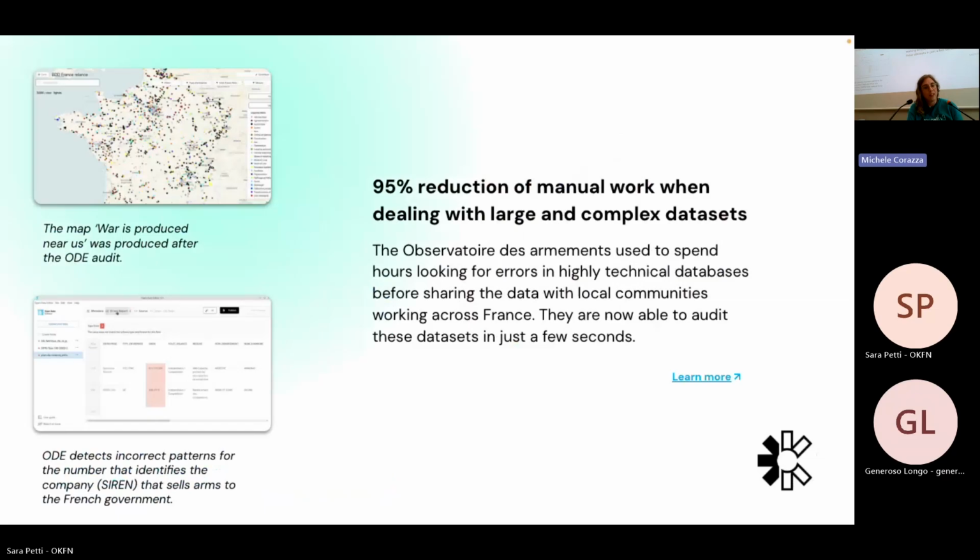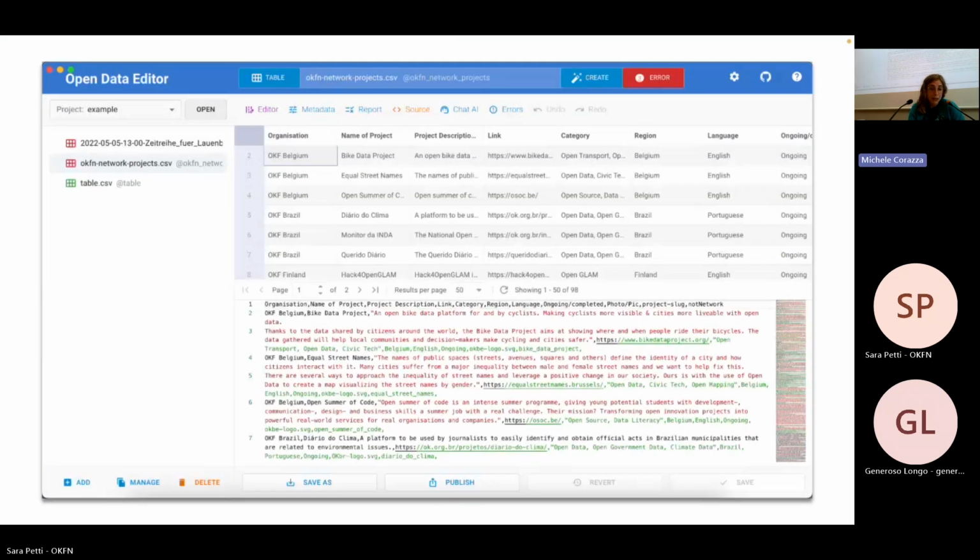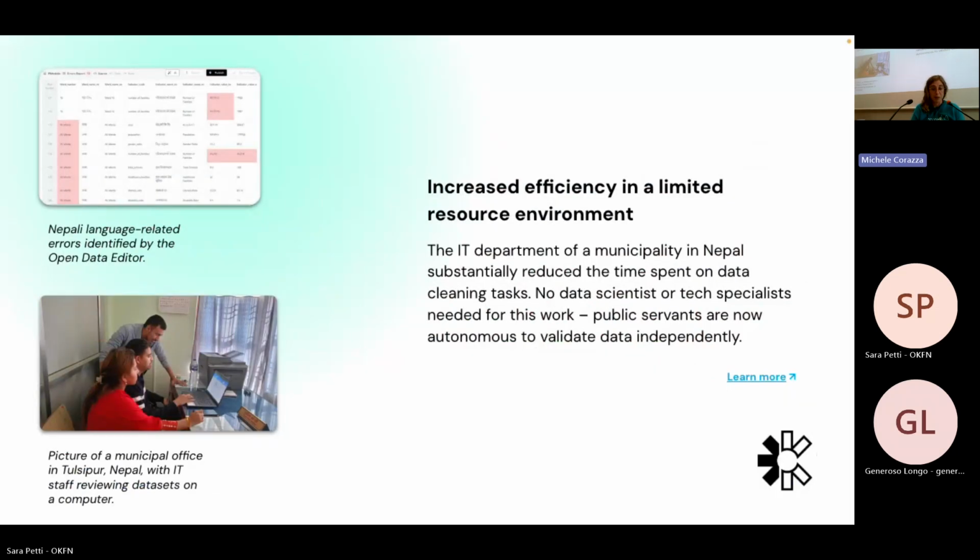So those organizations, of course, reported a big improvement in the work they were doing through ODE. For example, the Observatoire des Armements noticed that whenever they were dealing with large and complex data sets, there was a 95% reduction of manual work. Also, Open Knowledge Nepal reported that the public administrations they were training actually increased efficiency when producing and publishing data. But the most important thing is actually what we learned from them.